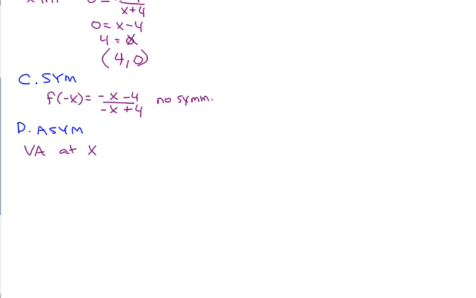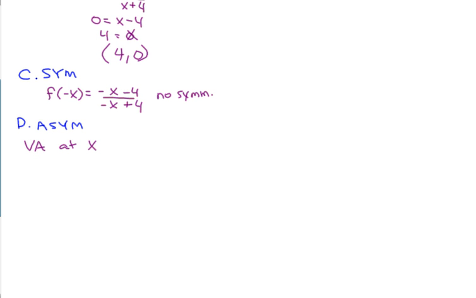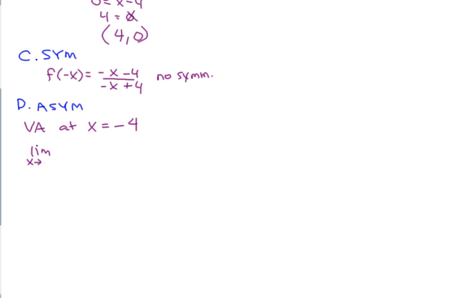Okay, how do we know this? We first test vertical, then we'll go to horizontal. So we know we have a vertical asymptote because we have a fraction, and it's whatever makes our denominator 0. So in this case, it has to be x equals negative 4. Vertical asymptotes are always when our denominator equals 0. So what do we have to do with that guy? Limit as x approaches negative 4 from the left, and then x approaches negative 4 from the right.